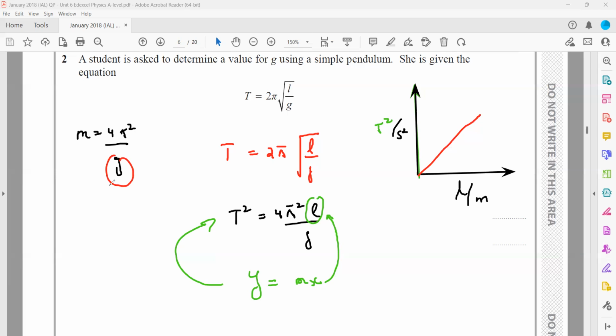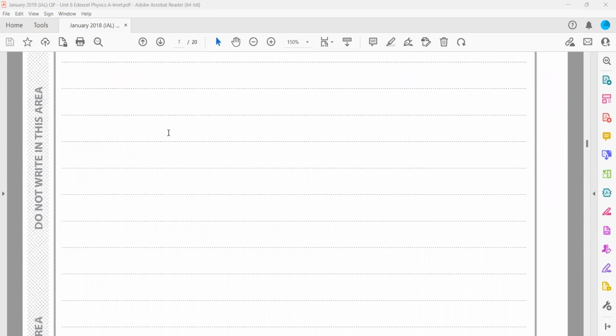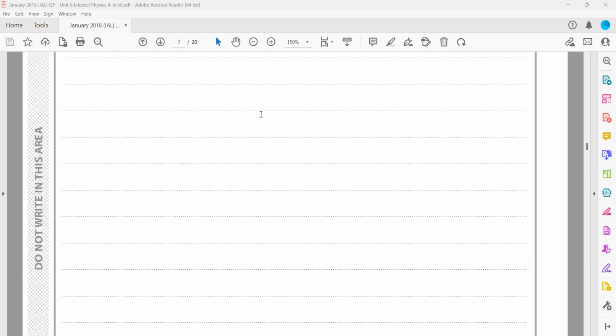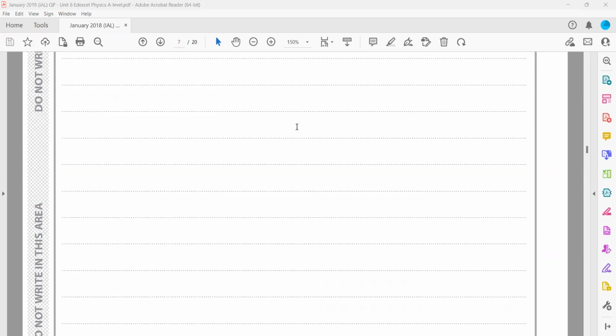And if we want to work out the value of g, it will be equal to 4 pi squared divided by m, which is the gradient. So 4 pi squared divided by the gradient will give us the value of acceleration due to gravity. So this was an experiment question from January 2018. Next session we'll do more from this.